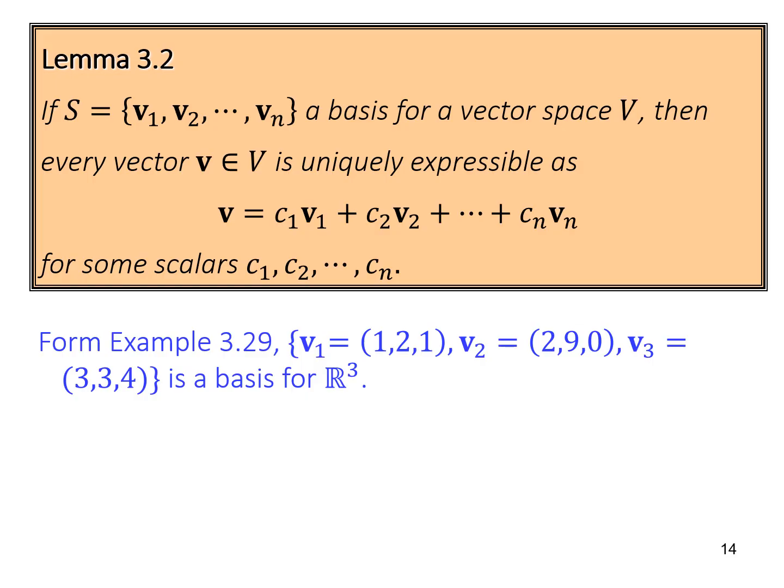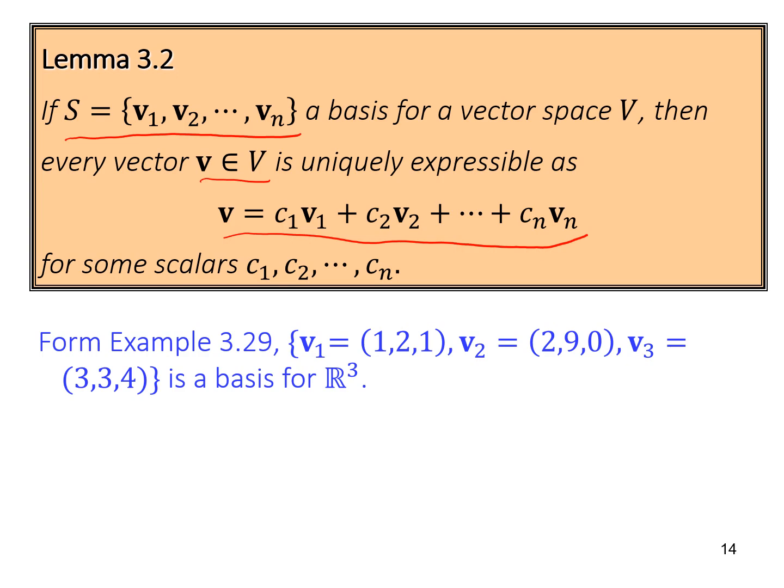In this lemma, we are going to see how a basis is able to represent all the vectors in the vector space, and therefore a basis structures the vector space. The statement of the lemma says that if S, containing vectors v1, v2 up to vn, is a basis for a vector space V, then every vector v in the vector space V is uniquely expressible as a linear combination of elements in the basis.